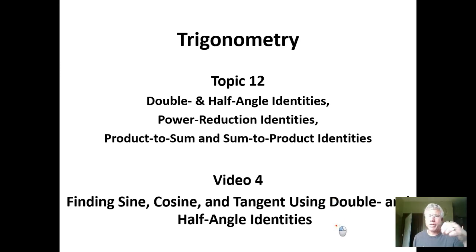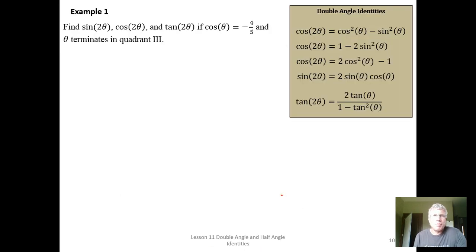So in this video we're going to use double and half angle identities to calculate values for sine, cosine, and tangent. And these are going to be typical drill and kill type homework problems that you would get, for example, if you were using an online homework platform or in a textbook section where they give you a lot of problems to practice.